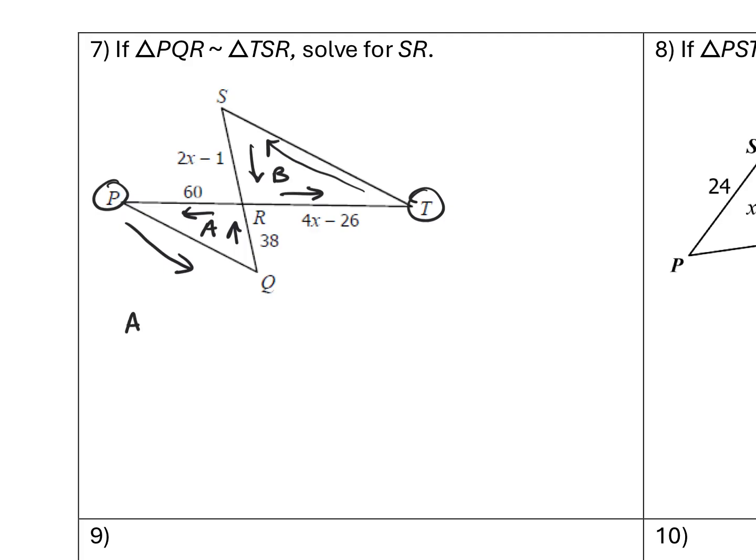And remember, my ratio is always A to B, so I'm going to set up my ratio. I'm going to put my A in first. So I hit 38 first as I'm walking around my triangle, then I hit 60. My other one, I hit 2x minus 1 first, and then 4x minus 26. All right, from here, I'm going to cross multiply.